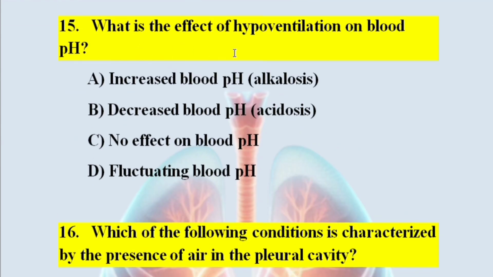What is the effect of hypoventilation on blood pH? Alpha, increased blood pH, beta, decreased blood pH, Charlie, no effect on blood pH, delta, fluctuating blood pH. So here the best suitable answer is decreased blood pH in case of hypoventilation.